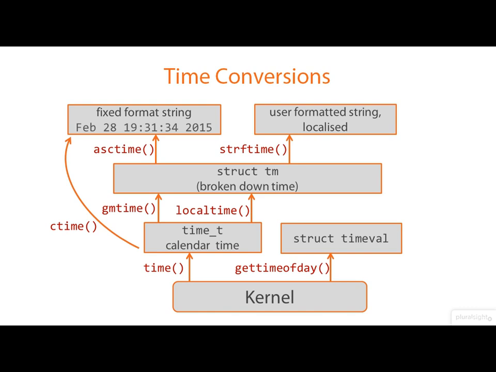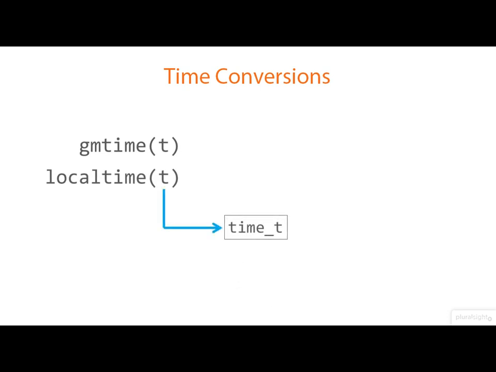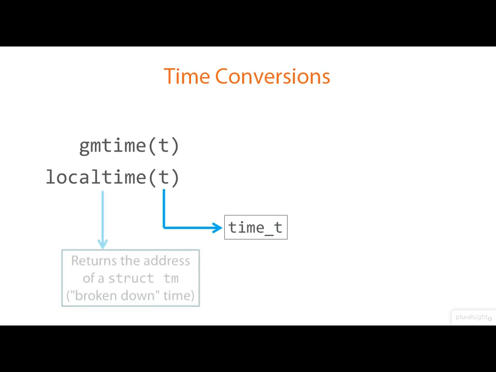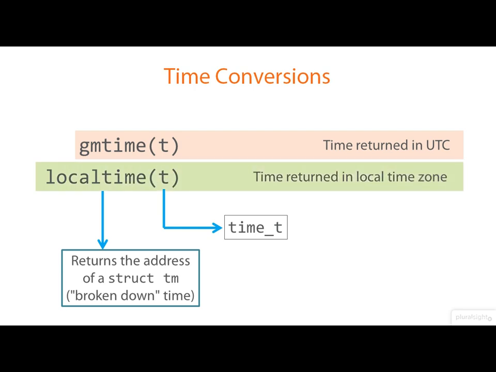Let's look at a rather more useful representation of time, called broken down time, which is stored in a tm structure. Now, the functions gmtime and localtime both take as input a pointer to a time_t, and they return a pointer to a tm structure containing the broken down time. The difference between them is that gmtime returns the time in UTC, the GM stands for the old Greenwich Mean Time, whereas localtime returns the time in the local time zone.